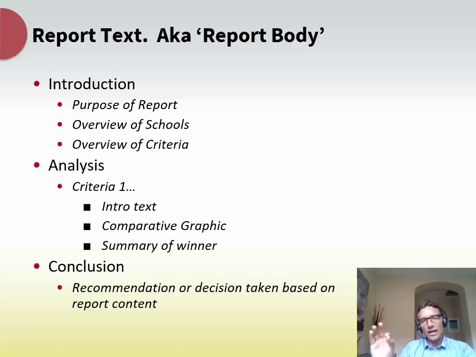And then underneath that, we'd have our subheadings, purpose of report, and then a short paragraph explaining what's the purpose of report. And then another subheading, overview of schools, and a couple of short paragraphs, one for each school, reviewing the schools. I don't have it listed here, but you should probably also have another subheading for overview of MBA. Quick explanation, just a short paragraph of what is an MBA and why you should get one.